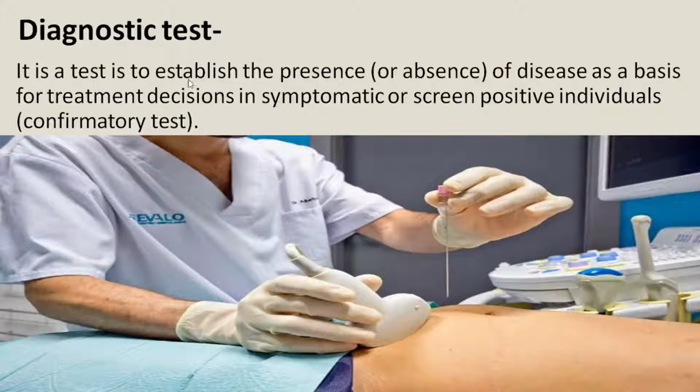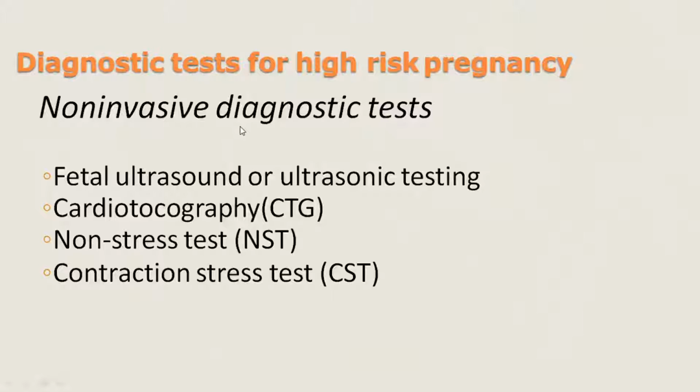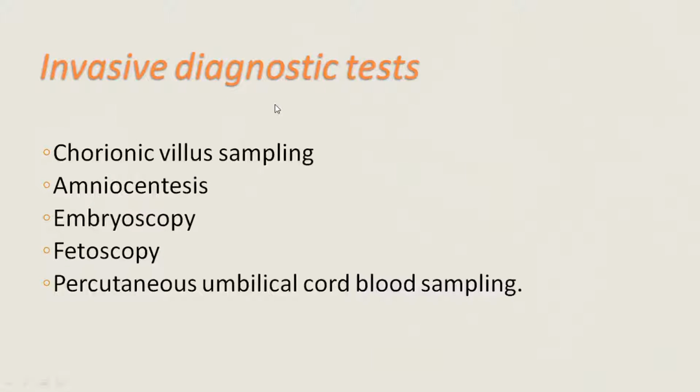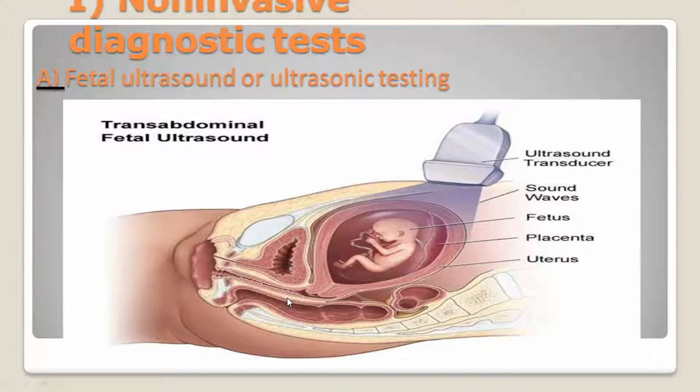The family history includes socioeconomic status, family history of diabetes, hypertension, multiple pregnancy on the maternal side, and congenital malformation. Diagnostic test. This test is to establish presence or absence of disease for the treatment decisions in the symptomatic or screen positive individuals. Diagnostic tests for high-risk pregnancy include non-invasive diagnostics: fetal ultrasound or ultrasonic testing, cardiotocography, non-stress test, contraction stress test. Invasive diagnostic tests include chorionic villus sampling, amniocentesis, embryoscopy, fetoscopy, and percutaneous umbilical cord blood sampling.